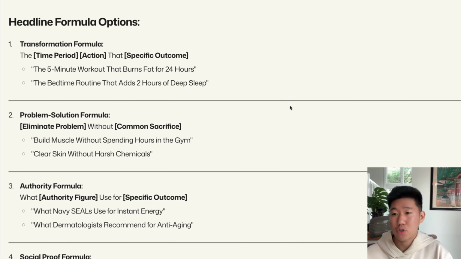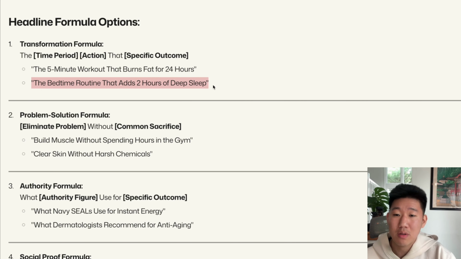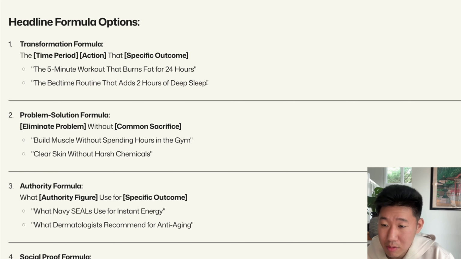Number 1, easy one, transformation formula. So just be super direct on exactly what it is that your product can do and really get granular with it as well. This is one that we discussed before. The 5-minute workout that burns fat for 24 hours. The bedtime routine that adds 2 hours of deep sleep. Super specific, but this is much more valuable than saying melatonin supplement, right?